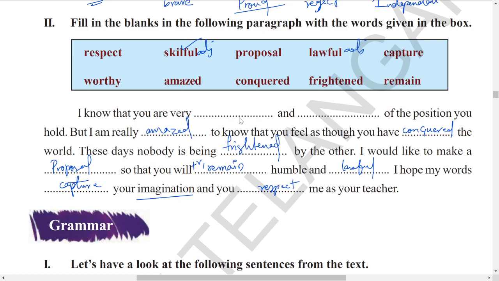Okay, so in the first one, only two are remaining. What are they? You're very skillful. One you can use skillful. Another one is worthy of the position. You're worthy of this position. Okay, so these are the fill in the blanks.